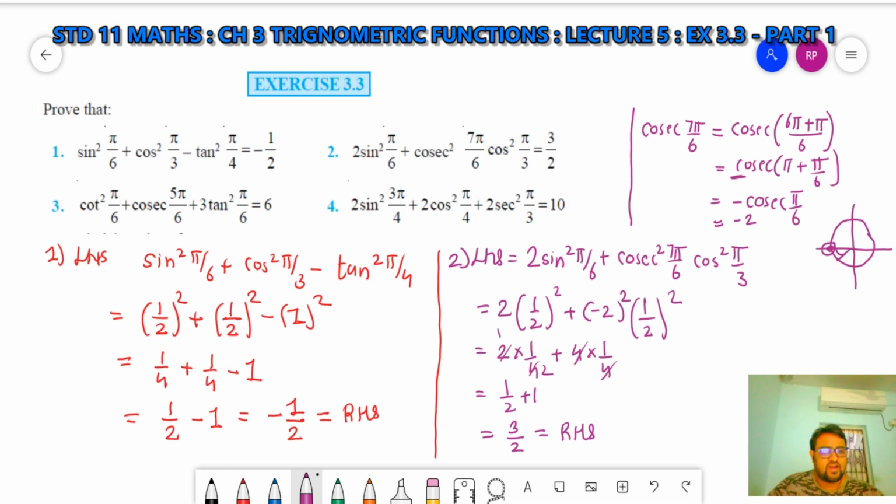Remember, find out the value of cosec 7 pi by 6 or any such other trigonometric function whose angle is greater than 90, then find out its value separately and then just put it in the question. Okay? So solve questions 1 and 2.